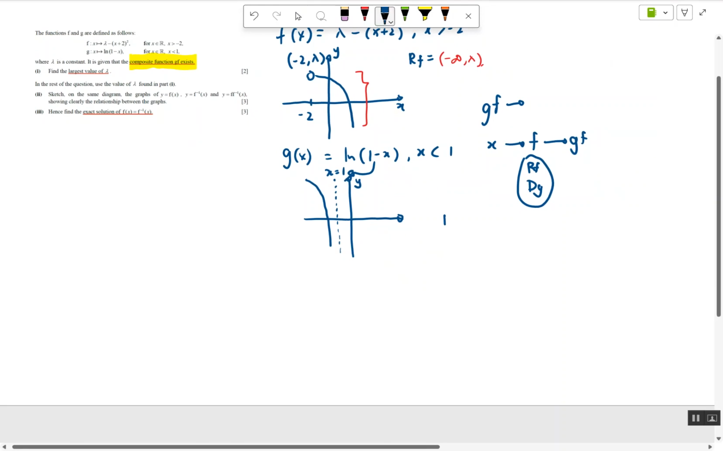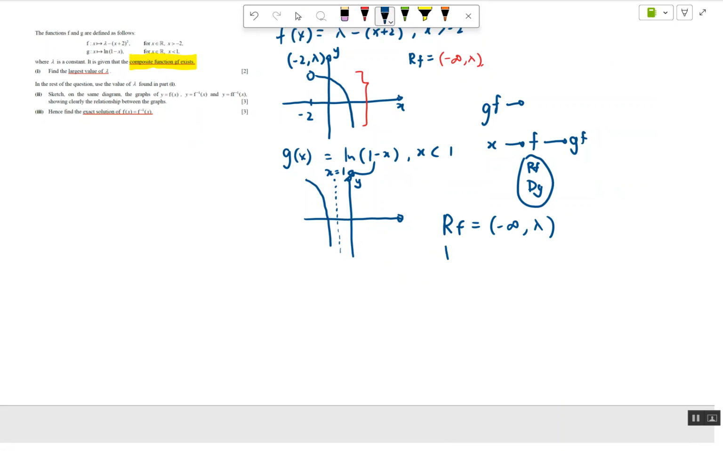Now my range of f is minus infinity to lambda. My domain of g is less than 1, that means negative infinity to 1. So what is the biggest value of lambda such that it is a subset? Because in order for the composite function to exist, the range of f must be a subset of the domain of g. So I know that lambda must be equal to 1, so that the range of f can be the maximum subset, meaning it can be exactly equal, equals to 1. And this is how we do the first part.